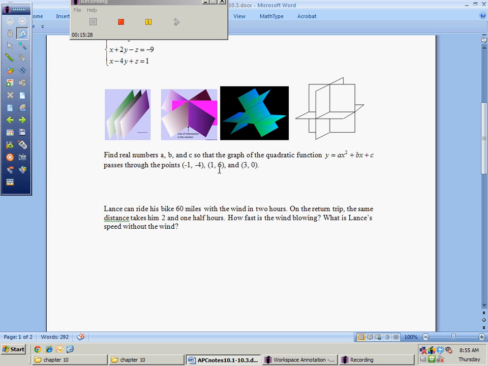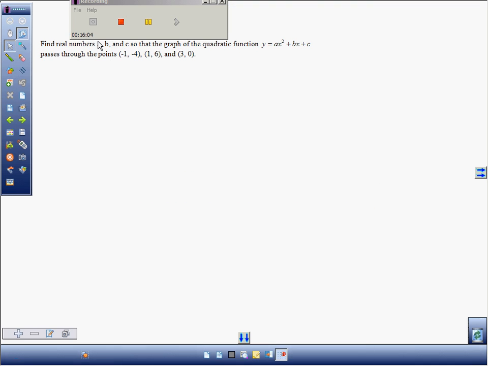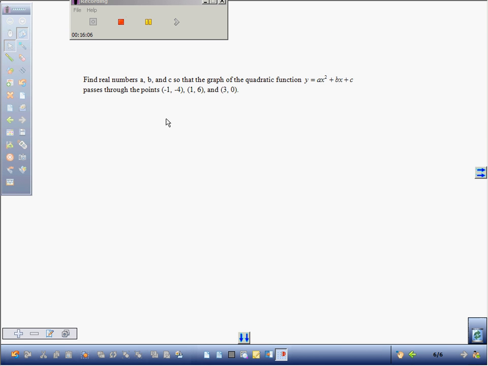So this one is kind of a good problem because it says find real numbers a, b, and c so that the graph of the quadratic function y equals ax squared plus bx plus c passes through these 3 points. So this is kind of cool. You have these points, and you want to figure out what the equation of a parabola that goes through those 3 points is. So the way I would do that is, and I always have a test problem like this, so you should know how to do this. It's pretty easy. You just plug in this number for y and this number for x, and the other number for x, and you come up with 3 equations. 3 equations and 3 unknowns, which is what you need to solve the system.